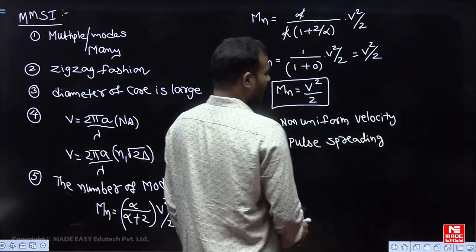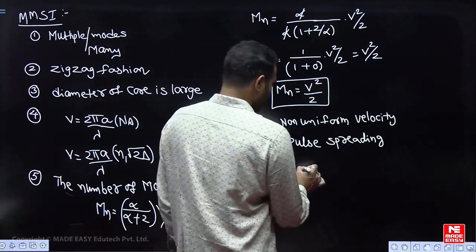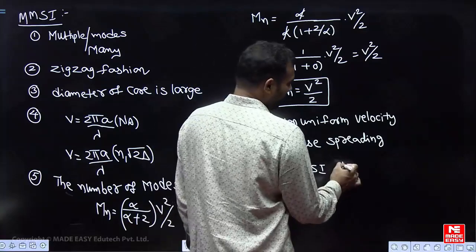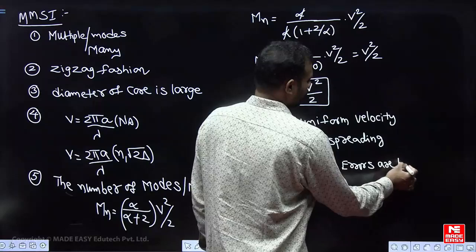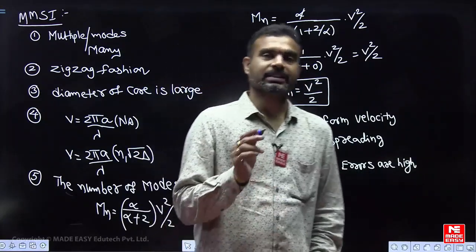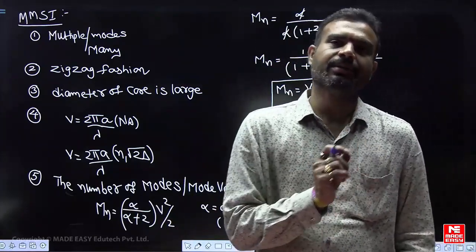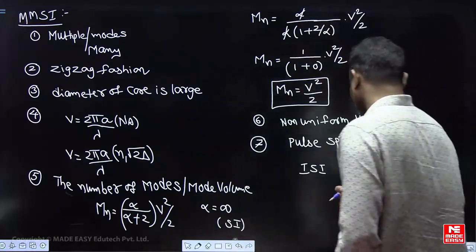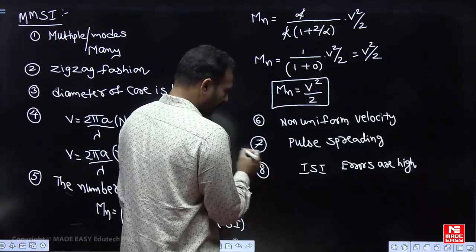Due to the pulse spreading, it is very clear that we have ISI, inter-symbol interference, because of pulse spreading, which leads to errors. So we can say that errors are high when we talk about the MMSI fiber. There are no errors in SMSI fibers, but we have errors in MMSI fibers. Please see here, guys, there is ISI, so errors are very high, and that is point number 8.